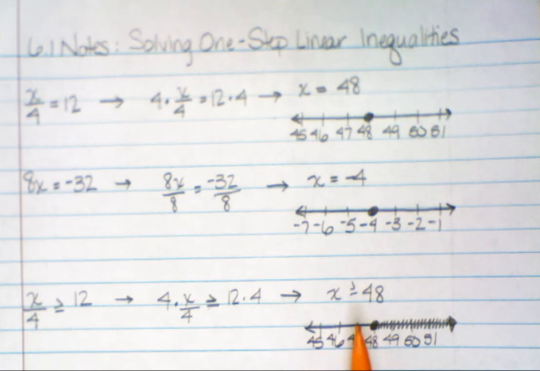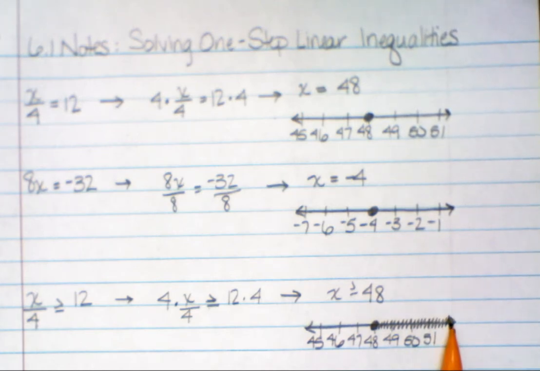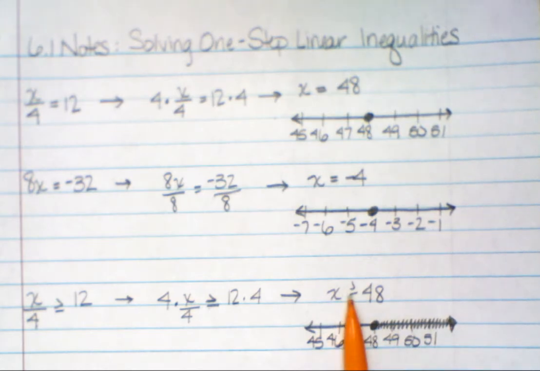So now the answer is x is greater than or equal to 48. So 48 is a possibility, so I color that in, but we're also looking for the numbers that are bigger than 48. So I'm going to shade these numbers in to the right. And I make sure that I include shading in the arrow, because that indicates that all the numbers that continue on that are not written here are also solutions. Because this says it's equal to or greater than, since 48 is a possibility, I colored it in and then I shade everything that's bigger than 48.